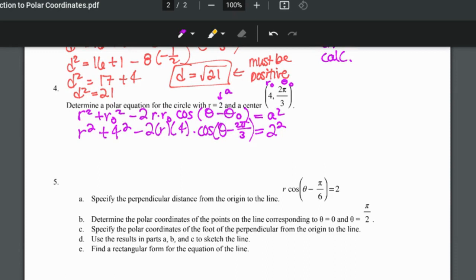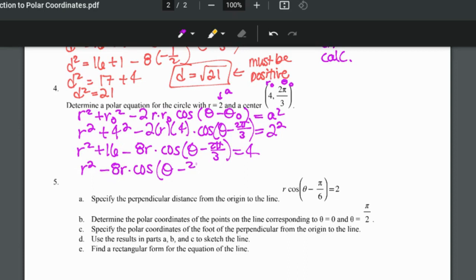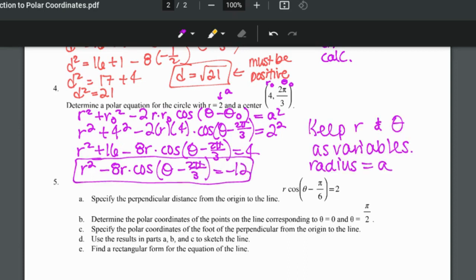And now we just need to simplify. So we have r squared plus 16 minus 8r. And then for cosine, we're going to leave it as cosine of theta minus 2 pi over 3, and 2 squared is equal to 4. So we could move a little bit of this around. We can subtract 16 from both sides, but then you can leave it as r squared minus 8r times cosine of theta minus 2 pi over 3 equals negative 12. As a reminder, keep r and theta as variables, and your radius gets substituted in for a.